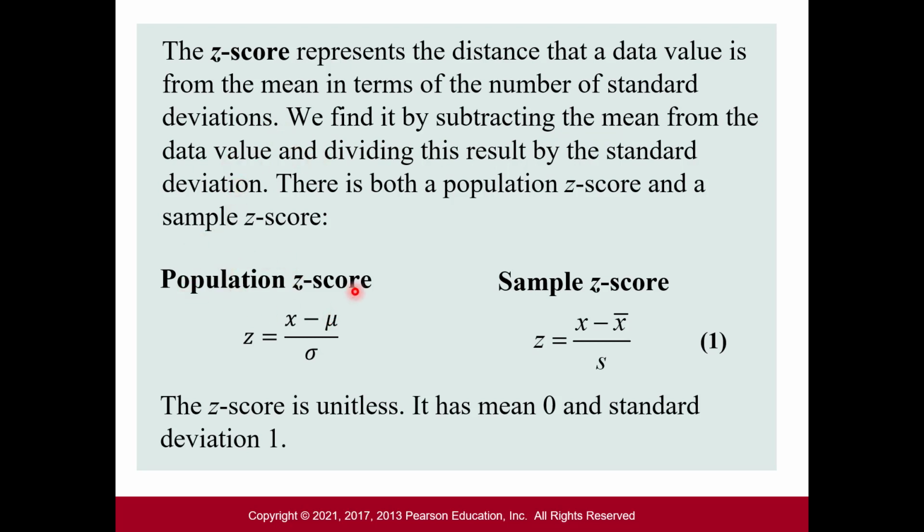We have our population z-score calculation and then our sample z-score calculation. The calculation is the same, it's just our notation that changes. Remember, with a population, mu represents the mean and sigma represents the standard deviation. And for a sample, x bar represents the mean and s represents the standard deviation. A z-score is unitless and it has a mean of 0 and a standard deviation of 1. So basically what the z-score allows us to do is compare different things, and we do that by converting variables with different centers and spreads to variables with the same center of 0 and a spread of 1.